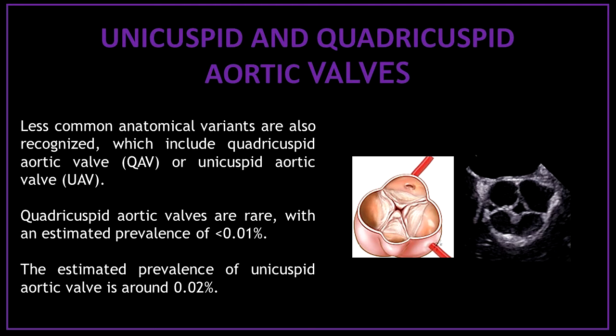Now let's talk about unicuspid and quadricuspid aortic valves. Less common anatomical variants are also recognized, which include quadricuspid aortic valve or unicuspid aortic valve. Quadricuspid aortic valves are rare, with an estimated prevalence of less than 0.01%, and the estimated prevalence of unicuspid aortic valve is around 0.02%.